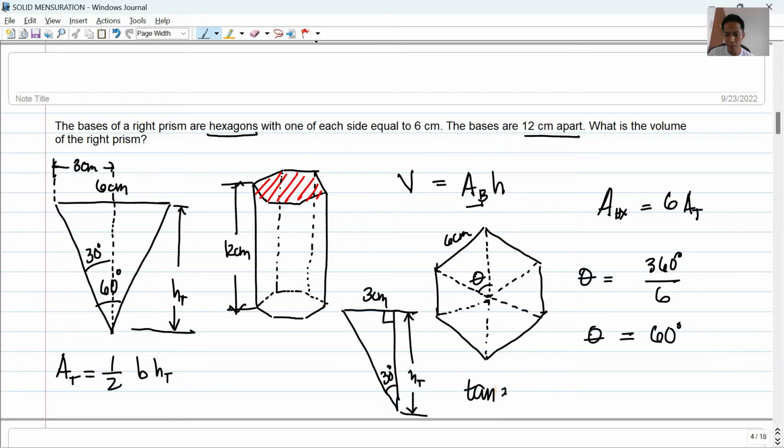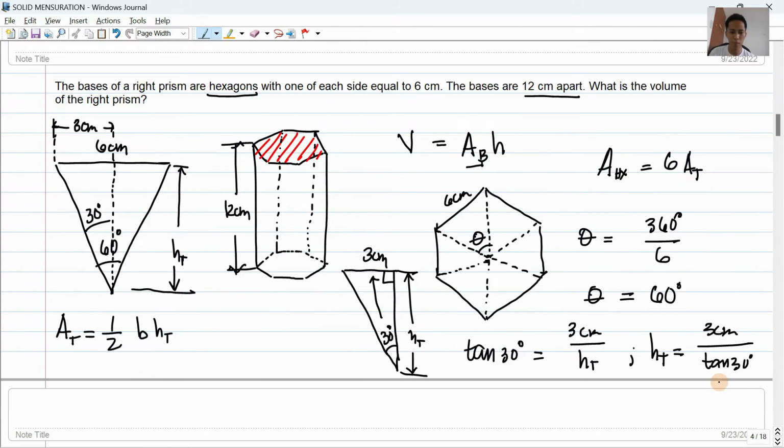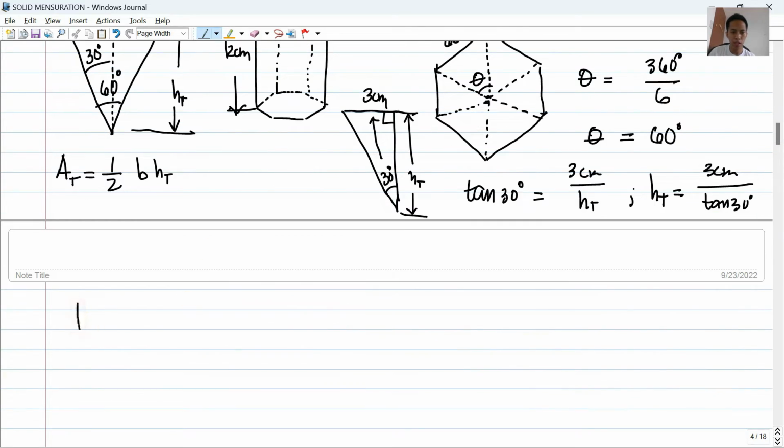So, tangent 30 degrees is equal to opposite 3 cm, 3 cm yung opposite, over adjacent, which is the height of the triangle. Okay, yung height ng triangle, compute lang natin, that is just equal to 3 cm divided by tangent of 30 degrees. Makakompute natin na. So, height of the triangle is equal to 3 divided by tangent 30. So, you can use your calculator to solve for that value. So, 3 square root of 3 cm.